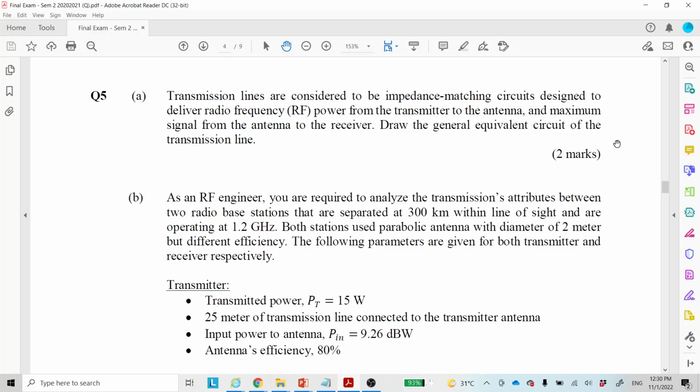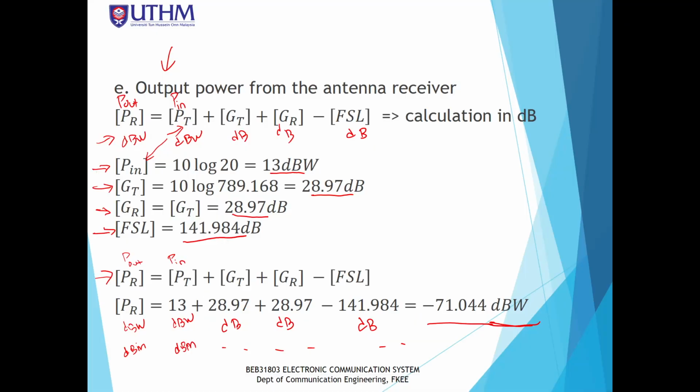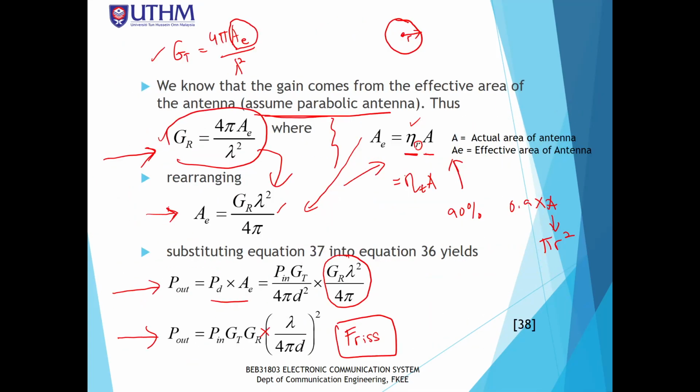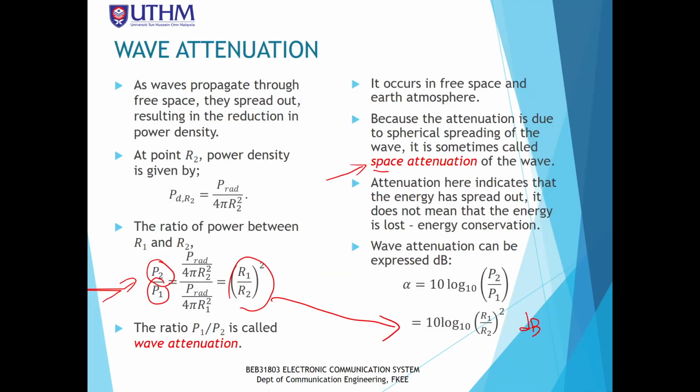Ini adalah bentuk transmission line circuit yang ada parameter R, L, G and C tu yang kamu perlu lukis, yang mana dia ada section by section. So perhatikan dia punya markah cuma 2 sahaja. Jangan lukis pakai pembaris, buang masa. So apakah jawapannya? Jawapannya ada dalam nota. Kalau kita lihat, kita flashback jauh sekejap.